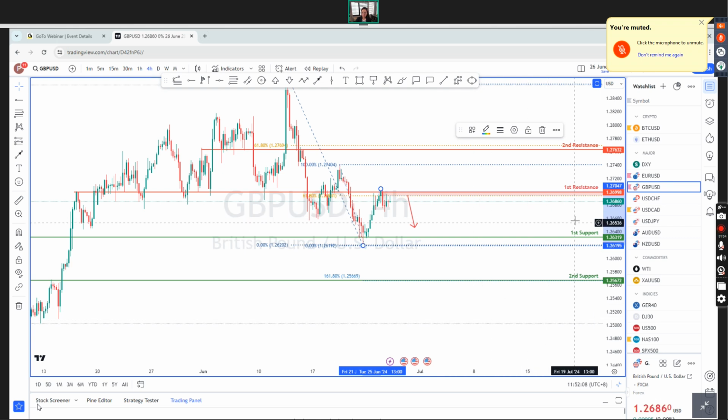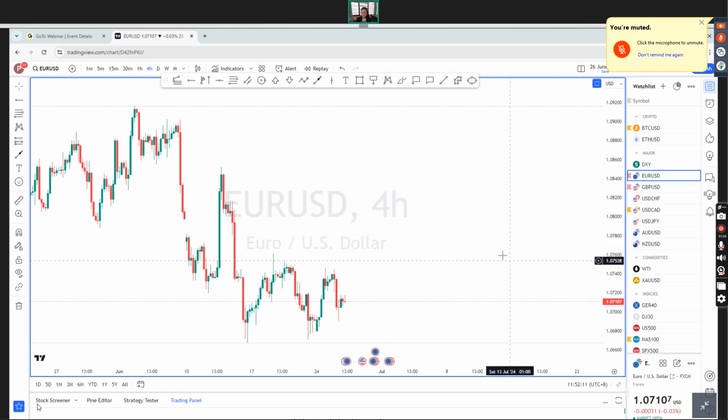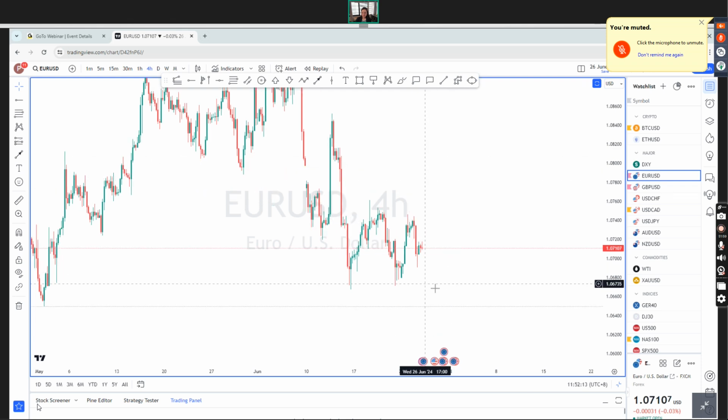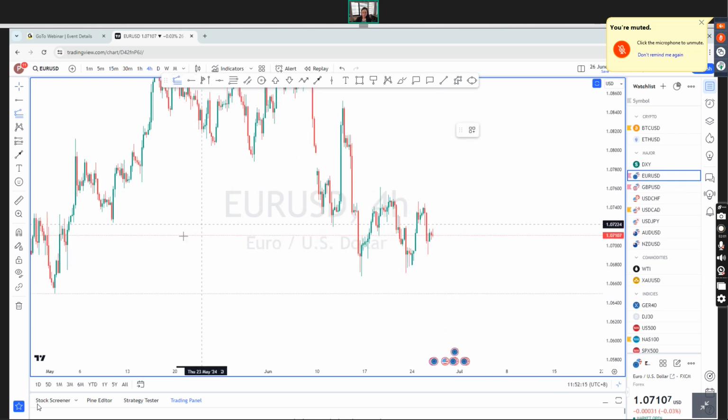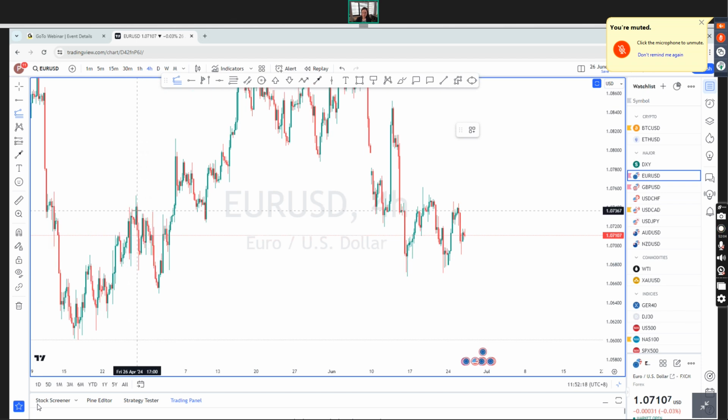Okay, this is my support level. Okay, this is my sell zone already. A sell zone, EU as well. EU key level for EU. Price is still kind of sideways somehow.